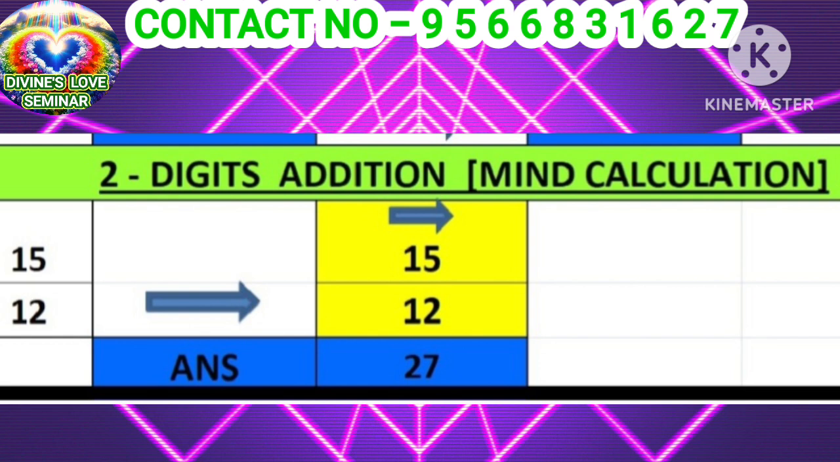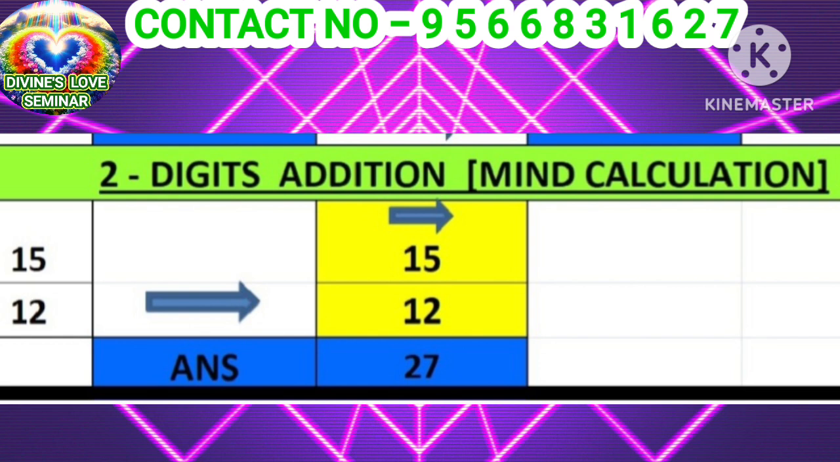15 plus 12. In Vedic mathematics, we should calculate from left side to right side. I put the arrow mark, just see the image. First, you should calculate the tens place. Then you should calculate the ones place. In the tens place, how much is there? In 15, one ten is there. Then in 12, one ten is there.